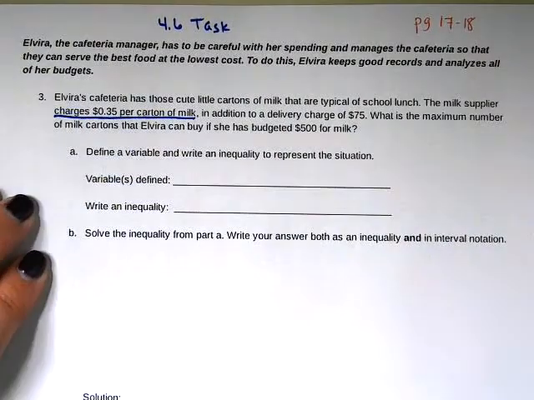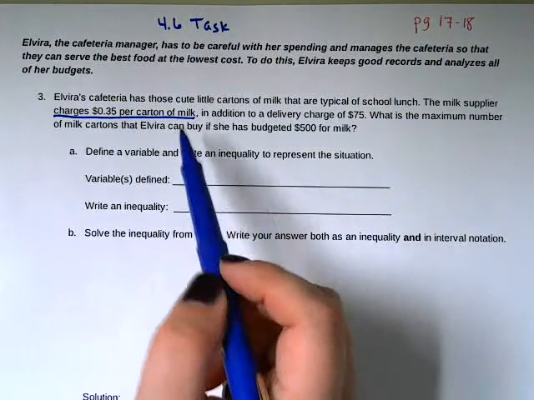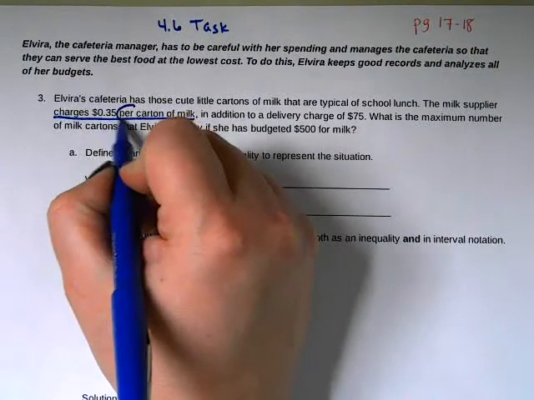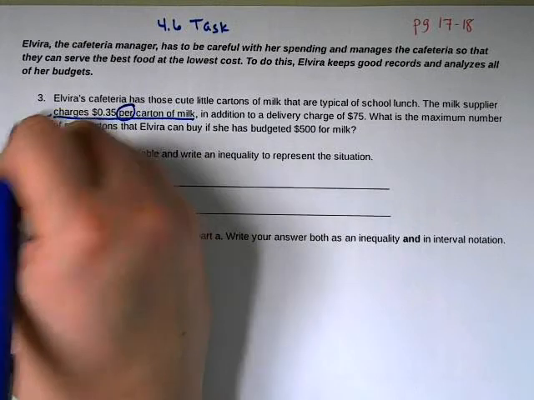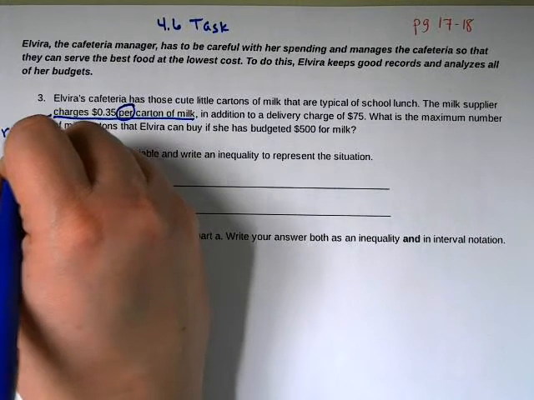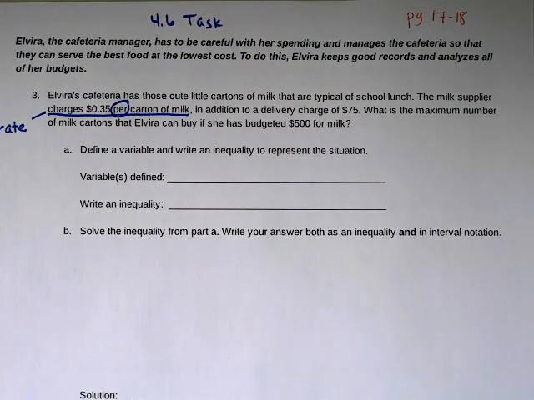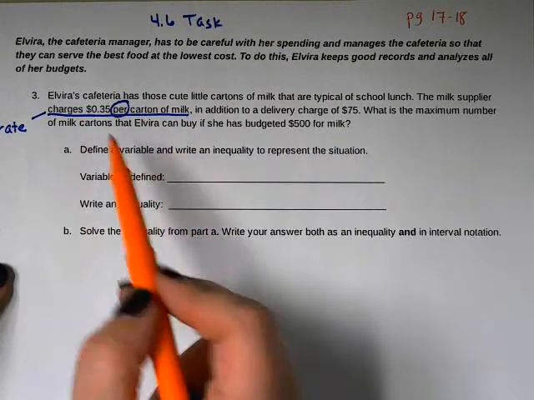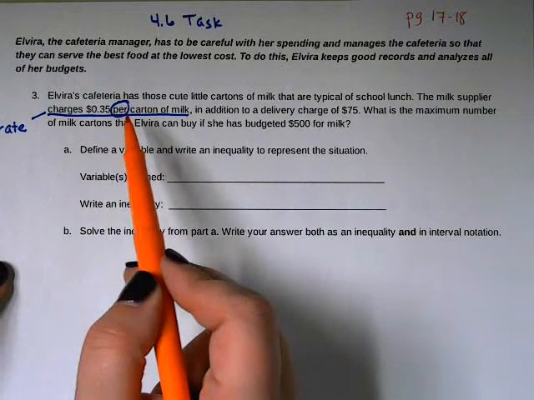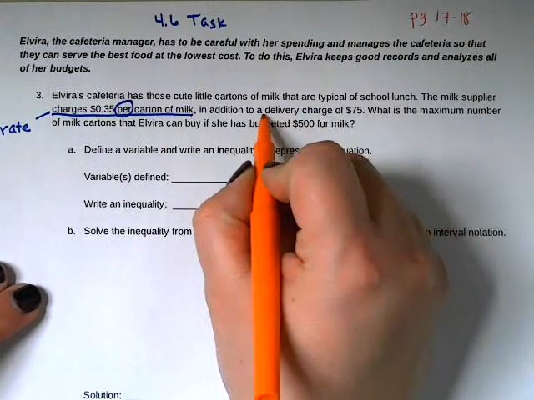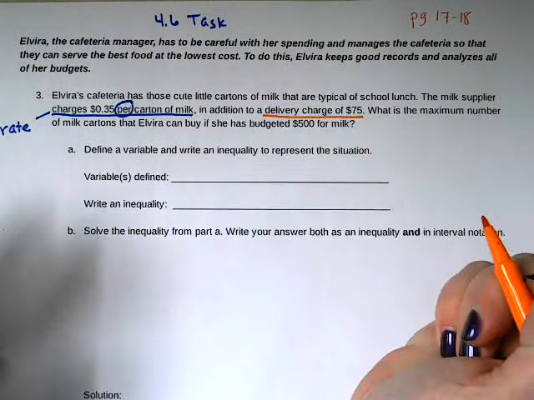The milk supplier charges 35 cents per carton of milk. That word per immediately tells us that this is a rate. So let's see, we're charged 35 cents per carton of milk, in addition to a delivery charge of $75.